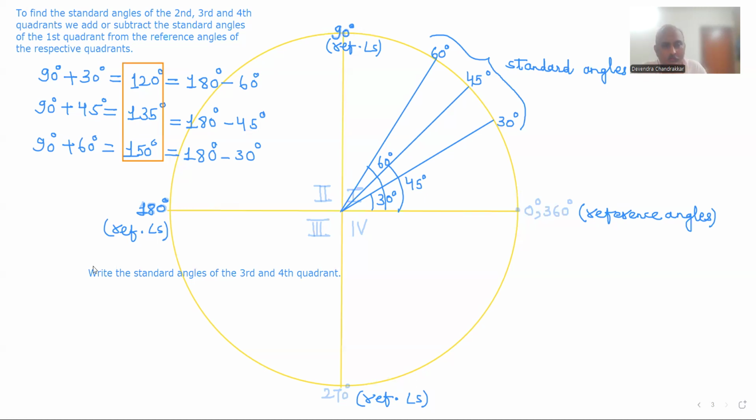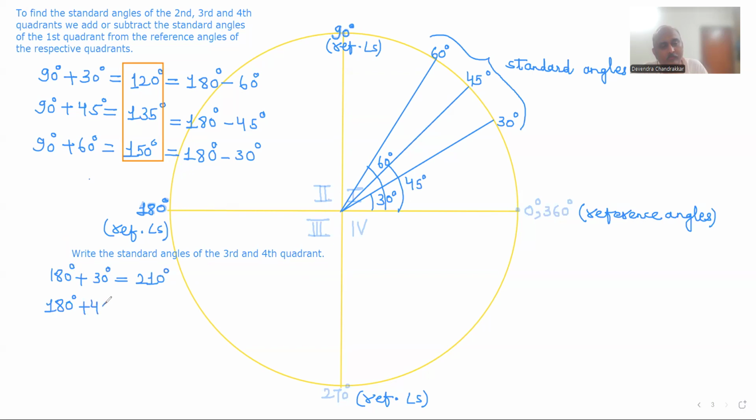I'll do it for you. And rest of you can check your answers with this. Okay. So it is 180 plus 30. This is 210. 180 plus 45. This is 225 degrees. 180 plus 60 degrees. This is 240 degrees. This is 270 minus 60 degrees. 270 minus 45 degrees. And this is 270 minus 30 degrees.